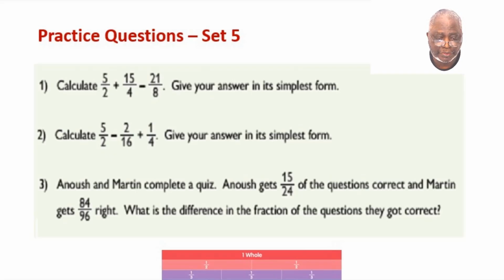Anush and Martin complete a quiz. Anush gets 15/24 of the questions correct and Martin gets 84/96 right. What is the difference in the fractions of the questions they got right? You compare them. It's as simple as that. And there is your answer for question 1, question 2, and question 3 of practice questions set 5.